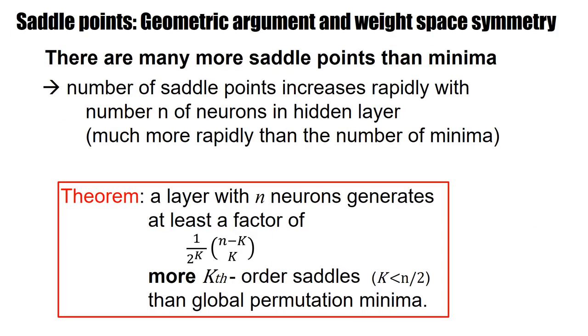Now why is the n factorial important? Because the claim is there are many more saddle points than global minima that are generated by permutations. There are n factorial of these minima that can be generated by permutations between n indices of neurons in one hidden layer. And now the theorem says, well, for a kth order saddle, this is the additional factor beyond the normal, already very high number of global permutation minima. And this is valid for k smaller n over 2. So this is valid for k equal 1, first order saddles, for k equal 2, second order saddles, and so forth.